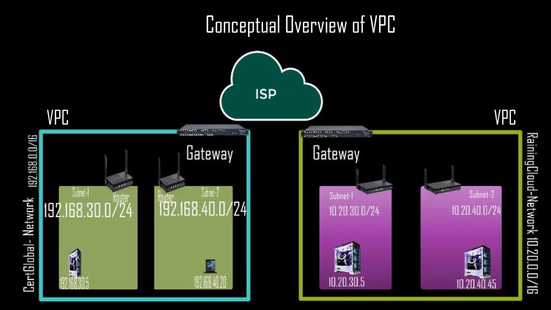Inside your AWS cloud, you can have several VPCs together, and those VPCs can then talk to each other as well. Remember the scenario in the school where we said there's a CERT global network and there's a reigning cloud network, and they would like to talk to each other. That's the same scenario I'm referring to here. If you have multiple VPCs in AWS, you can have some kind of routing mechanism so that the devices in different networks can talk to each other.